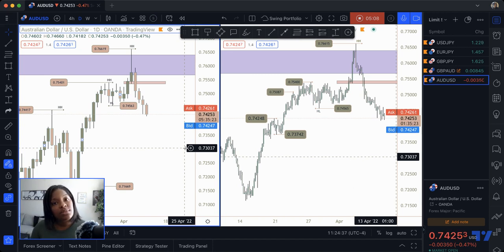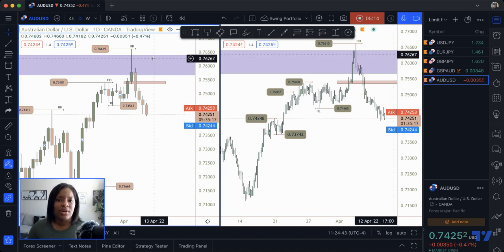But I want to see a pullback to minimize my drawdown and to further confirm that price wants to stay below where I want to enter the trade. Okay. And so that's AUD in a very, very quick nutshell.